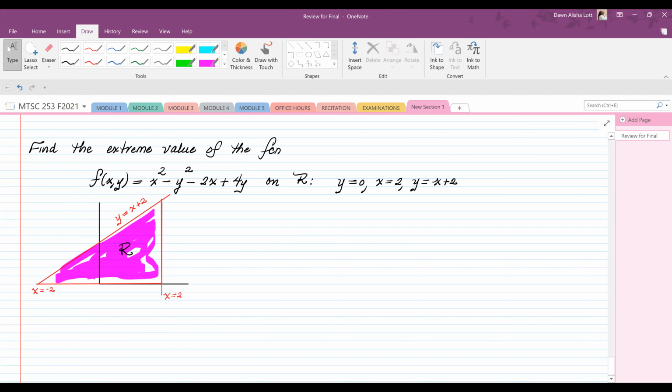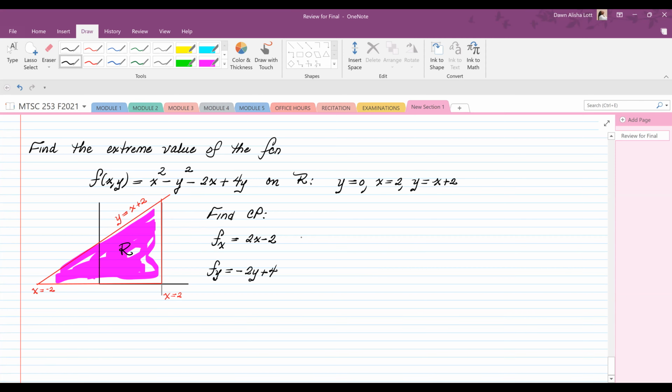Don't you find the derivatives? Right, so you have to find critical points first. So you find f sub x first, and you get 2x minus 2. Okay, and then you get f sub y, and that gives you negative 2y plus 4.